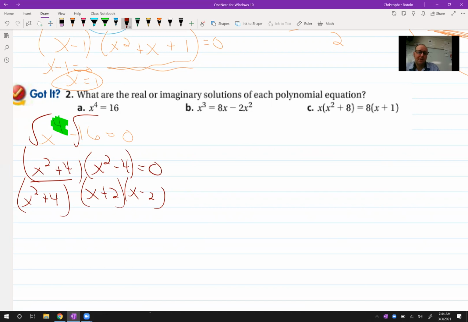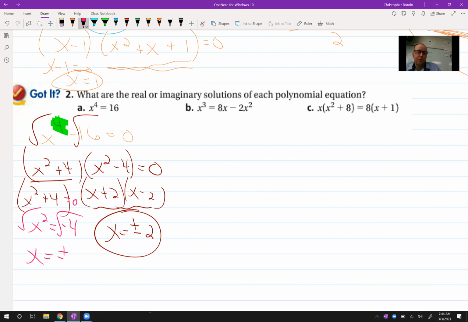All right, so let's get some answers. So I know out of this x plus 2, x minus 2, I'm going to get positive 2 and negative 2. There's two of them. Out of the other one, we're going to set it equal to 0. X squared equals negative 4. Got to subtract it over and then take the square root. Well, what's the square root of negative 4? Well, the square root of 4 is 2. So plus or minus 2. And the square root of negative is i. So you get two real ones, two imaginary ones. And that's how we do.